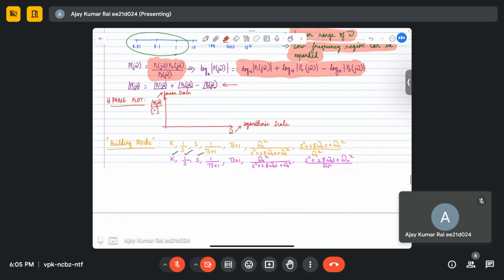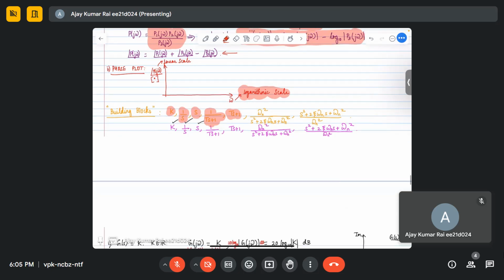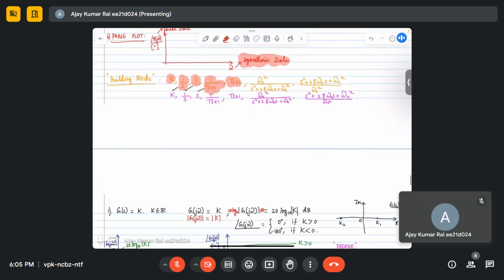The other is the phase plot. On the y-axis we take the phase in degrees, and on the x-axis we again take log scale. We will be studying how to plot the magnitude and phase plots for common building blocks that we encounter, like a constant function, a pole, a zero, a first order pole, a first order zero, and again second order zeros and poles. So you'll be drawing the magnitude and angle plots for these building blocks.